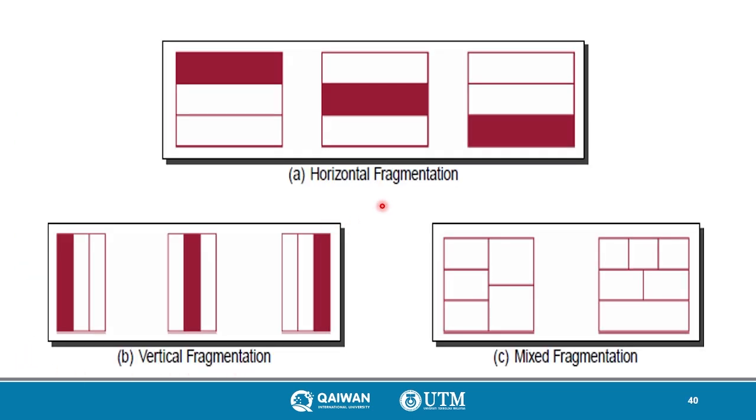Now, this is horizontal fragmentation. This is the vertical fragmentation, and this is the mixed one, because you see, we have horizontal and we have vertical.